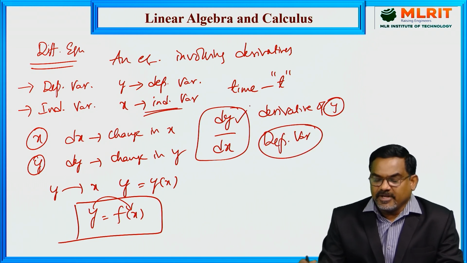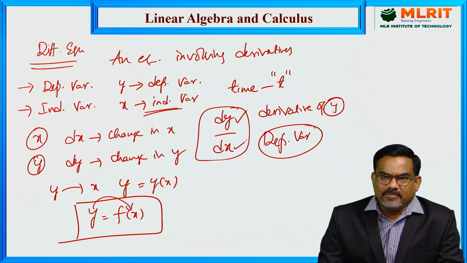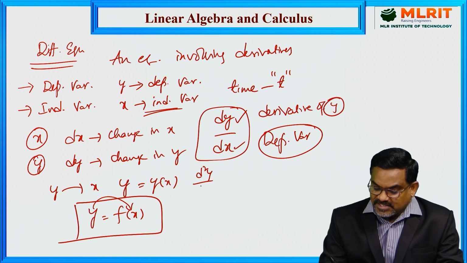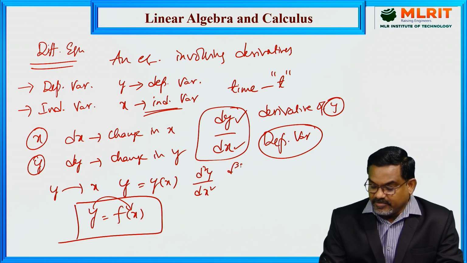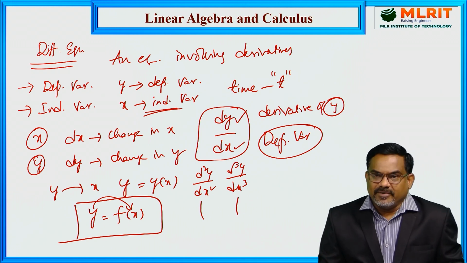The numerator variable is the dependent variable and the denominator is the independent variable. So the derivative is for the dependent variable. This is called the first order derivative of y. Similarly, you can define the second order derivative, third order derivative, and so on. So this is called derivative.